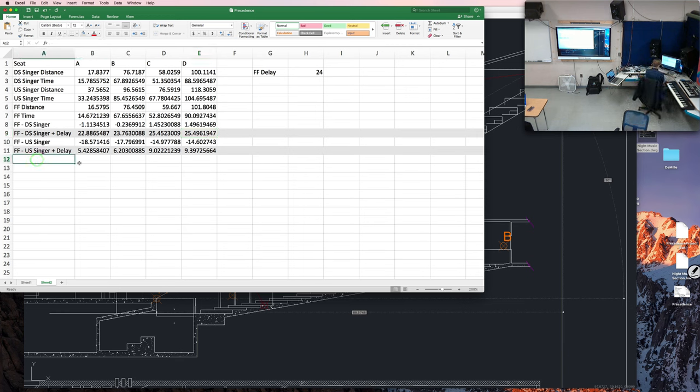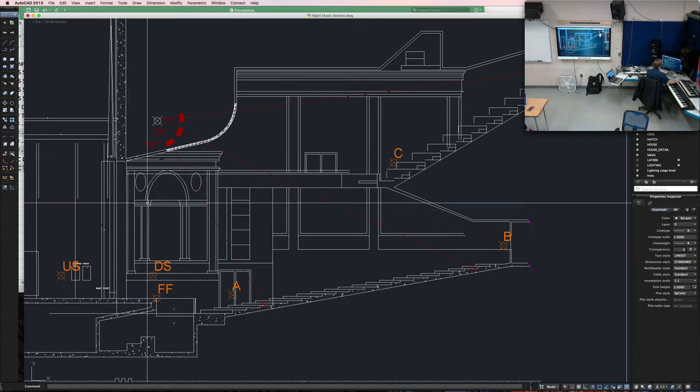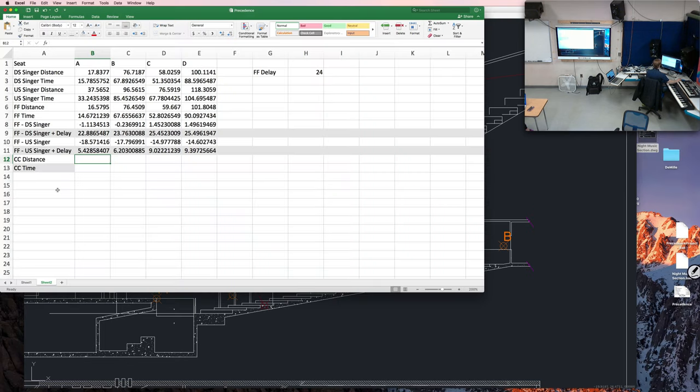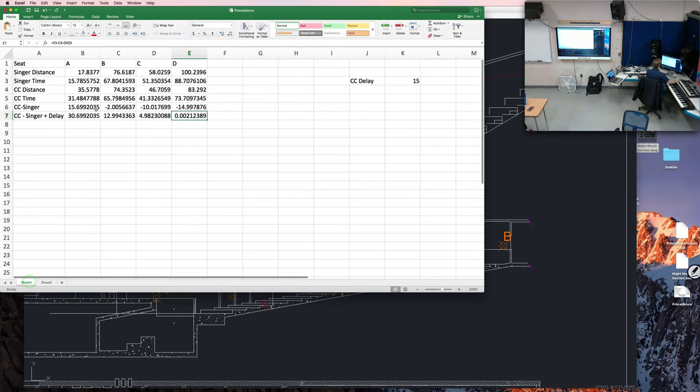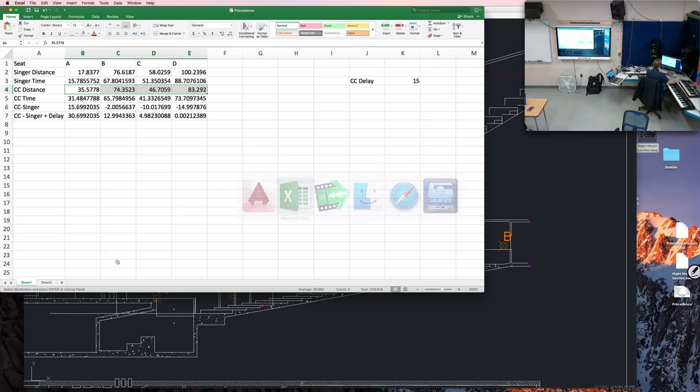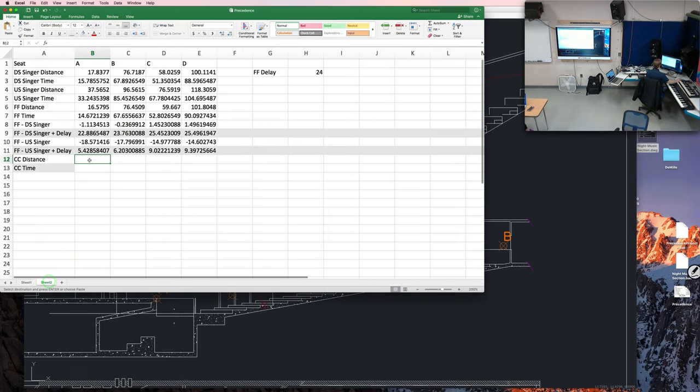So let's do center cluster distance again, center cluster time again. We'll measure these again. Actually, we don't need to because I have them. So center cluster distance is here. I'll just copy them back from the other sheet. And center cluster time will be that divided by 1.13.